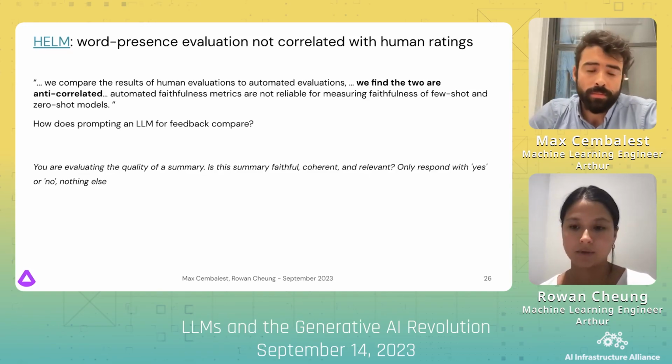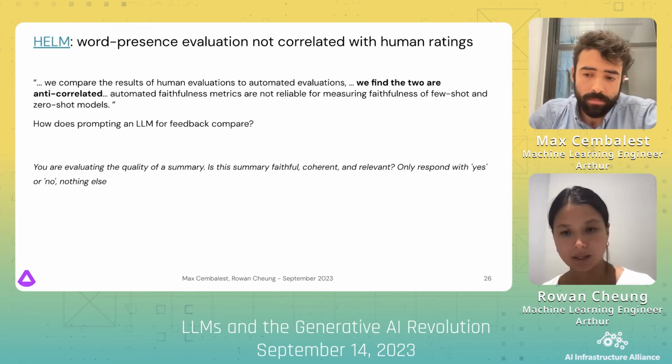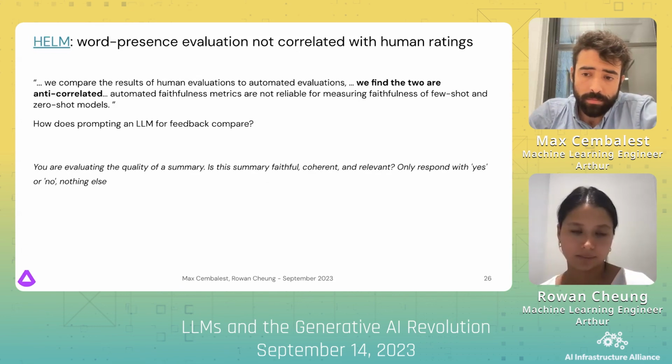So we wanted to answer, how does prompting an LLM for feedback compare to using these automated metrics? And we took the simplest possible route to get started with measuring that. And it's just a zero-shot reference-free prompt where we say you are evaluating the quality of a summary. Is the summary faithful, coherent, and relevant? Only respond with yes or no, nothing else.